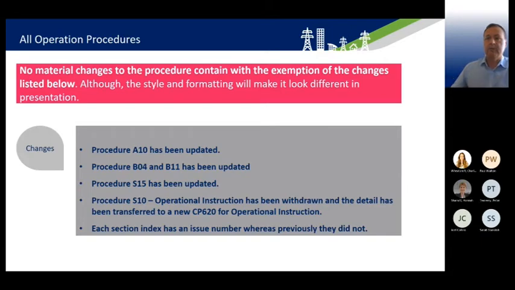So procedures B4 and B11 are to do with LV cable identification. S15 has also been updated, and S10 has been withdrawn, and there's a new code of practice being created for operation instructions. And the other thing that's changed is each section index didn't have an issue number, and now it does, and it's also got an amendment summary as well, which it didn't have before.